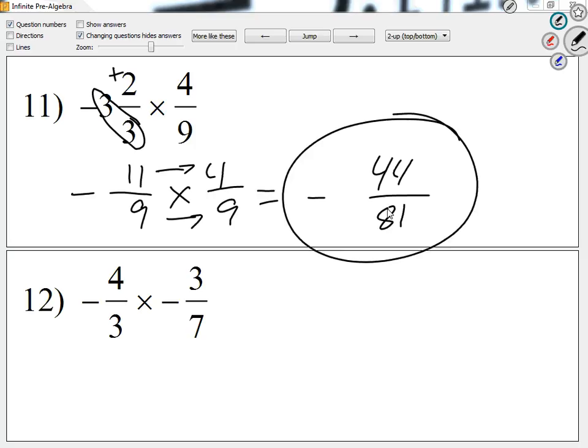And I know 44 over 81 cannot be simplified, because if it could, I wouldn't be able to simplify before I multiply. So on the multiplications, if you cannot simplify there, on the answer you cannot simplify here. So I know 44 over 81, there's nothing I can do.